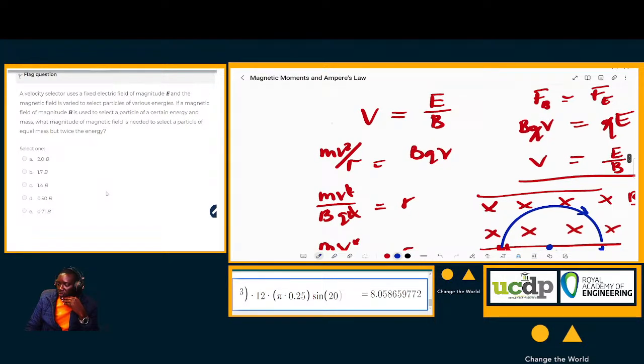If V new, to V, to B equals E over V. Root 2V, B, B times root 2 equals E over V.